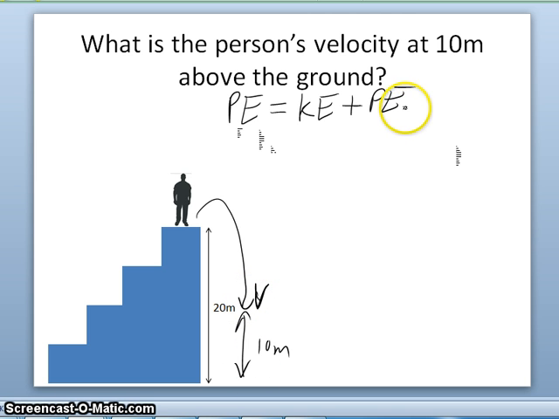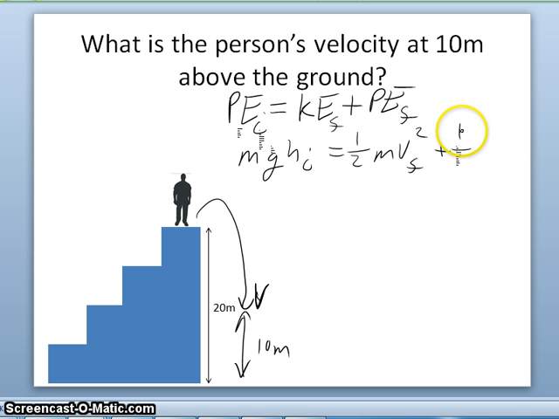So this would be potential energy initial equals kinetic energy final plus potential energy final. If I do a little substitution, mgh initial equals 1/2 mv squared final plus mgh final. I see that mass is in every term, and so mass cancels out, as we would expect, because we wouldn't expect a more massive object to fall more quickly. That's just ludicrous.